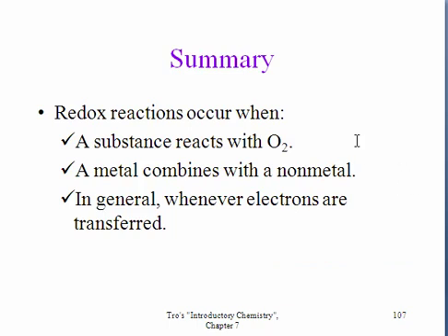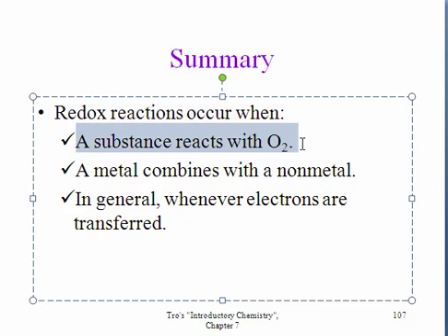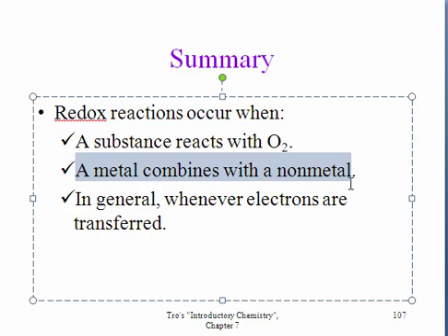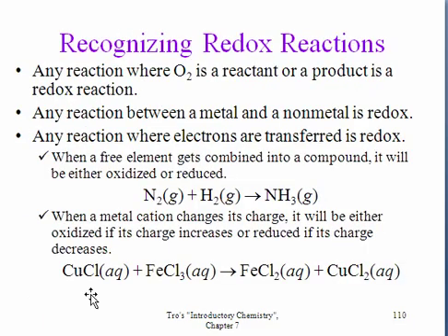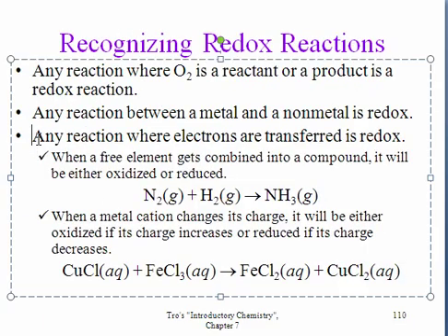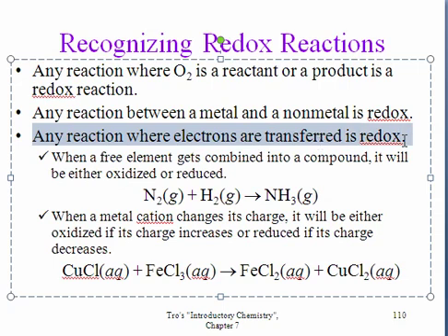So how can you tell when a redox reaction occurs? When a substance reacts with oxygen, redox is occurring. When a metal combines with a nonmetal, or whenever charges change, that indicates that electrons are transferred. So let's look a little bit at this last one, any reaction where electrons are transferred. Sometimes that might be hard to identify. We're going to look at ways to identify that clearly.